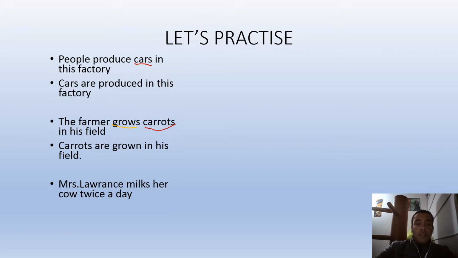Next one. Mr. Lawrence milks her cow twice a day. Now, let's identify the object. The answer: her cow is milked twice a day. Pay attention that this is the object, and we've got the verb to be, and then twice a day. Let's move on.